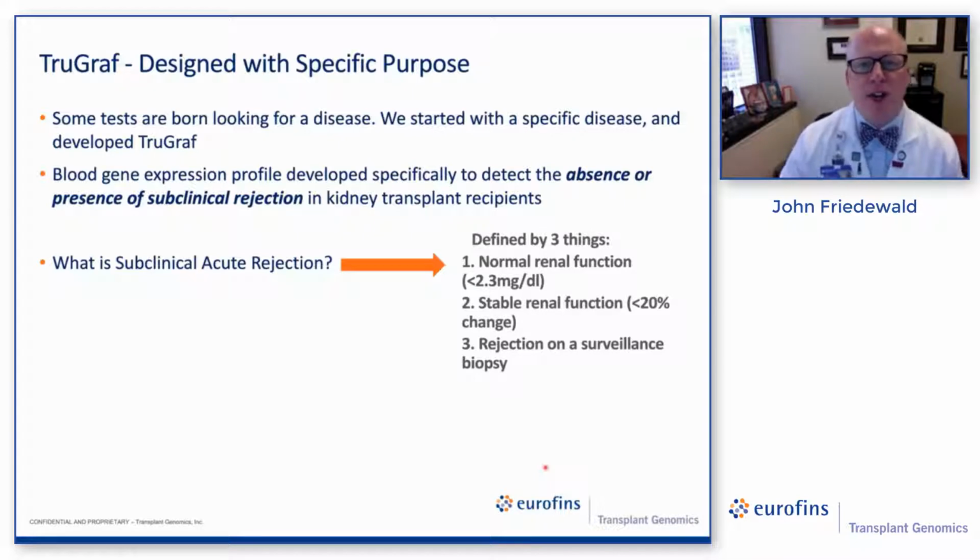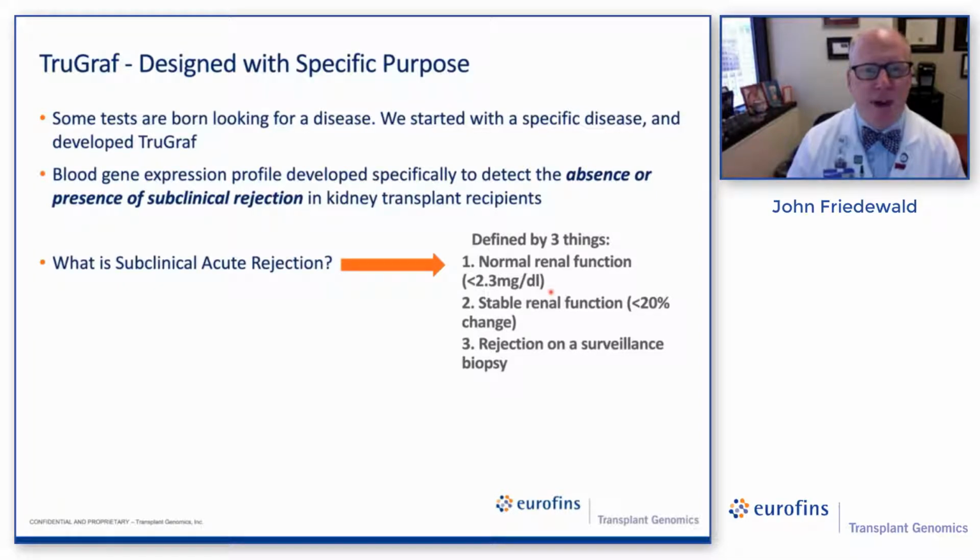What is subclinical rejection? Very important to define the clinical phenotype. We define subclinical rejection by three things. Number one, normal renal function, and we chose a cutoff of 2.3 milligrams per deciliter below that as normal kidney function. And there is nothing magic about that number. We chose it because we wanted to be inclusive of patients who maybe had a higher level of serum creatinine, but otherwise a stable and healthy graft, perhaps due to donor disease. So we chose that number.